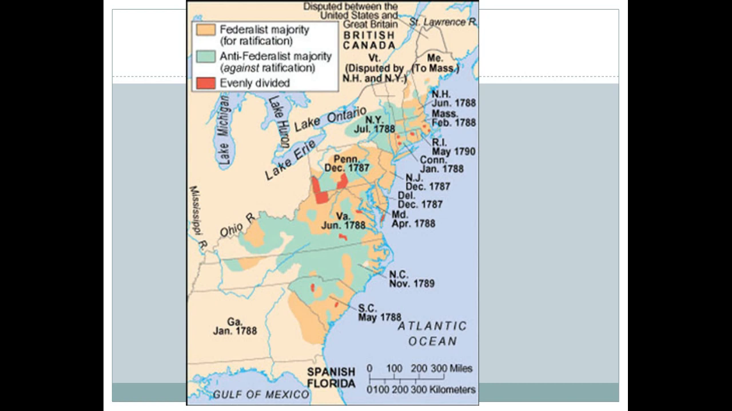By the time we get to 1789, we still have some very large states that are refusing to ratify. We certainly will get 9 of the 13, which is what was required for the Constitution to go into effect. But someone like James Madison said, you know what, we really need all 13 states to agree.